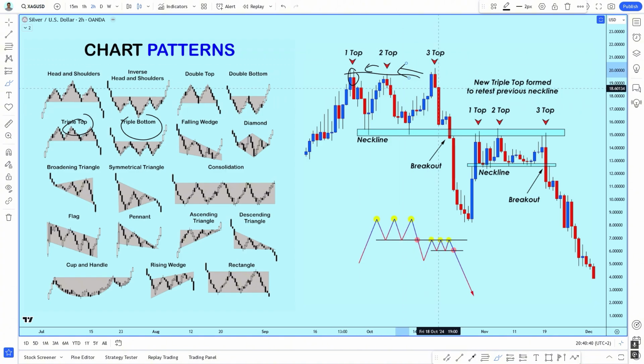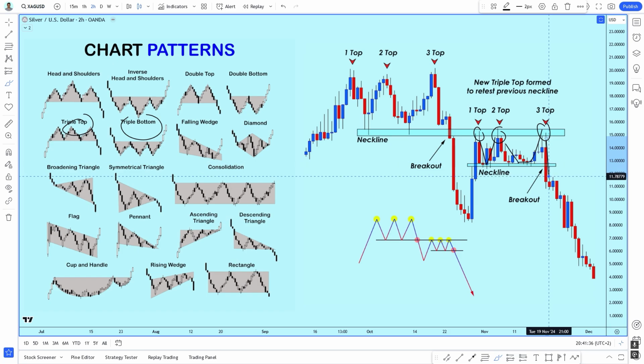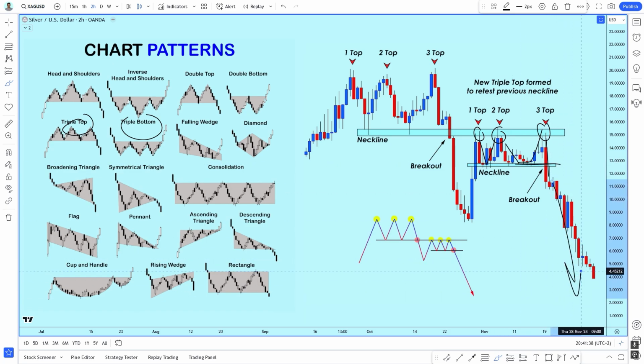After the third pattern, you will usually see strong bearish move that breaks this neckline, and then again we can see this bearish continuation. On this example, we actually have a retest of this neckline here, and once the price retested this previous neckline, it also formed a new triple top. We can see this first top, then bearish move, second top, bearish move, slow down, bullish move. And this is the third top. Price then went down to break this neckline and then continue to go down.